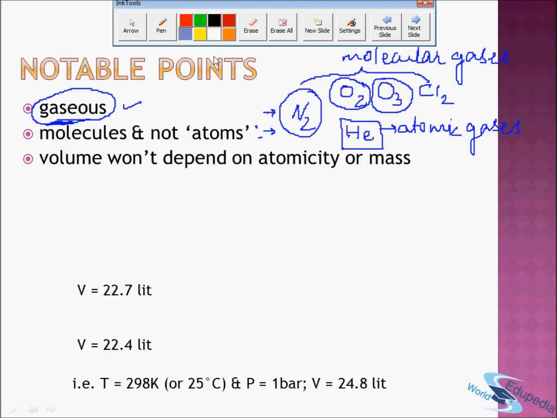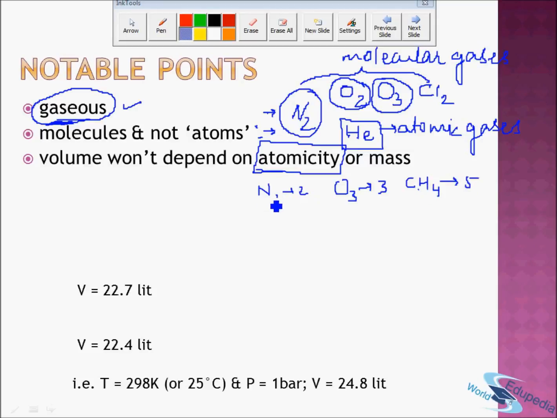Okay, see here, atomicity is what? Okay, you have to remember this term. Atomicity means number of atoms in a molecule. For example, in N2 I have 2 atoms in one molecule, so atomicity of N2 is 2. Okay, in O3 I have 3 atoms in one molecule, so atomicity of O3 is 3. In CH4 I have 5 atoms, 1 plus 4, 5 atoms in one molecule, so atomicity of CH4 is 5.